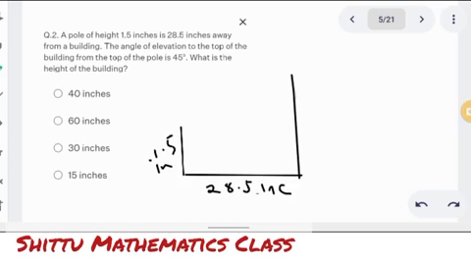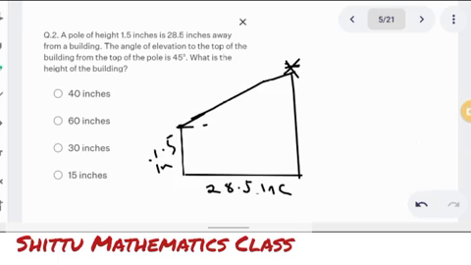Are you getting it? Then the angle of elevation to the top of the building, this is the top of the building, the angle of elevation to the top of the building from the top of the pole, because this is the top of the pole. Therefore, the observance is coming from here to this place. Are you getting it now?